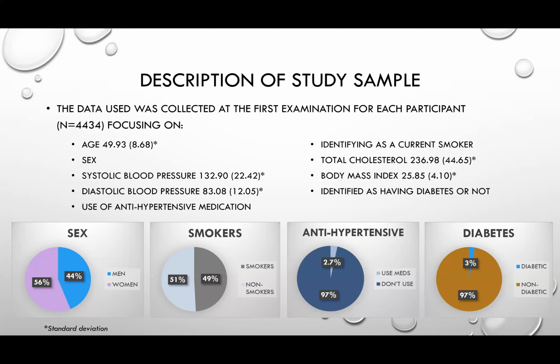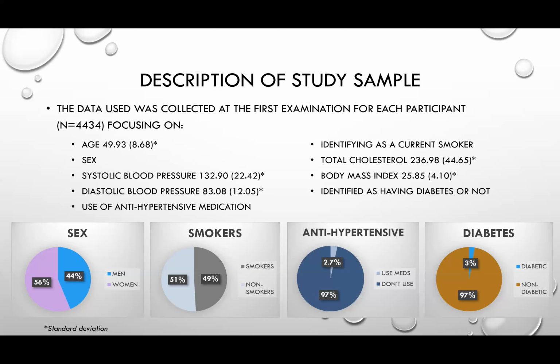Now, as you can see on the slide, I'm showing some of the details of the study. You can see we started with 4,434 participants. Initially, the mean age was 49.93 with a standard deviation of 8.68. If you look at the pie charts at the bottom, we have the sex as men at 44%, women at 56%. Systolic blood pressure was 132.9 with a standard deviation of 22.42.